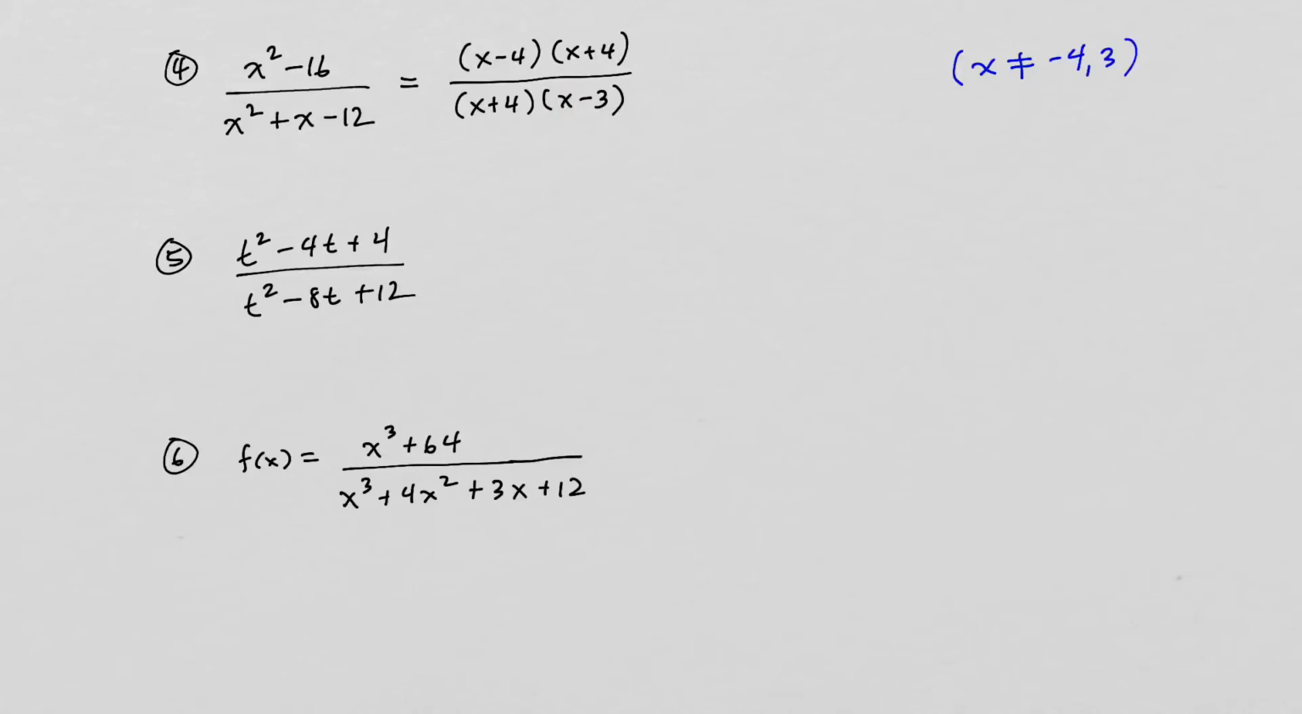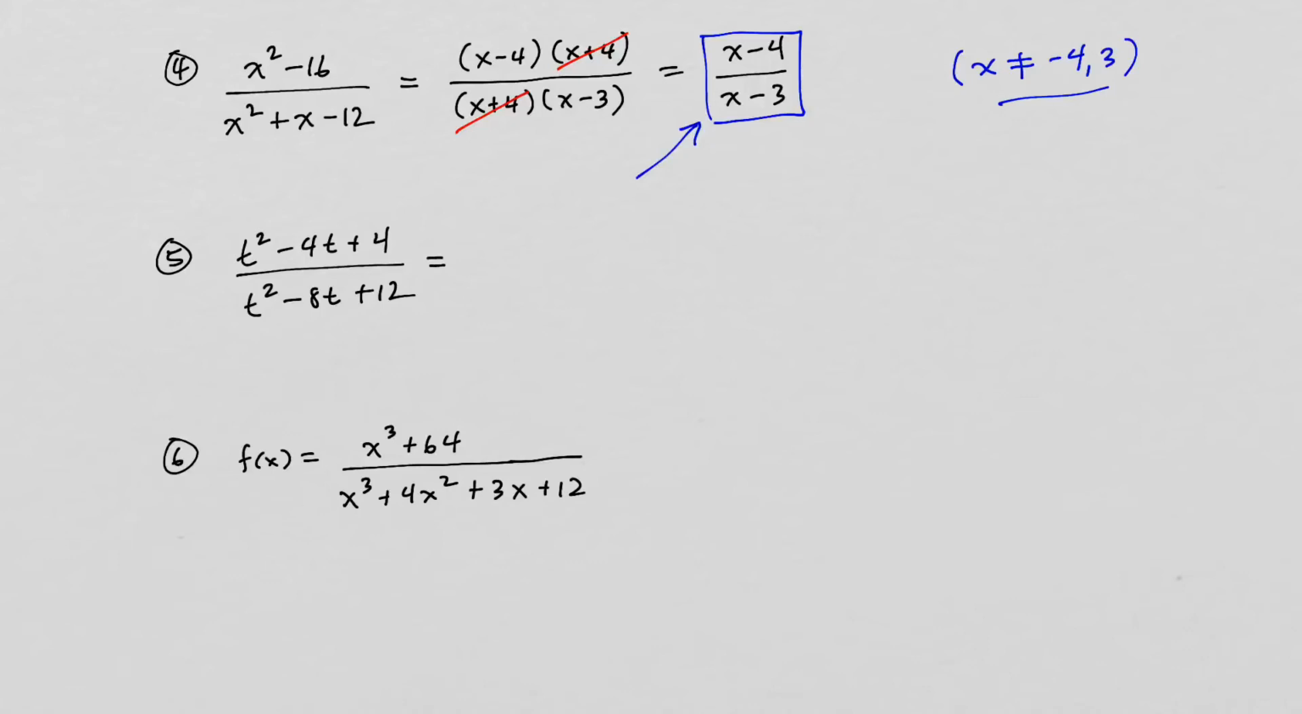Now that I've gotten my restrictions, I can go ahead and simplify by canceling the common factor. And what we end up with here is x minus 4 over x minus 3. So this is our simplification of our rational expression, and these are the restrictions. Moving on to the next problem. It's the same idea. So I'm going to start by factoring.